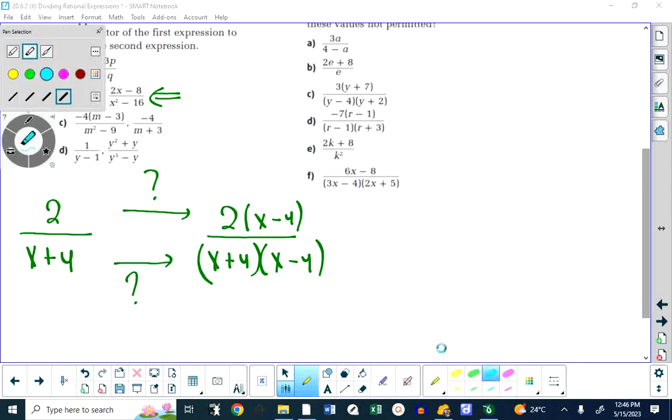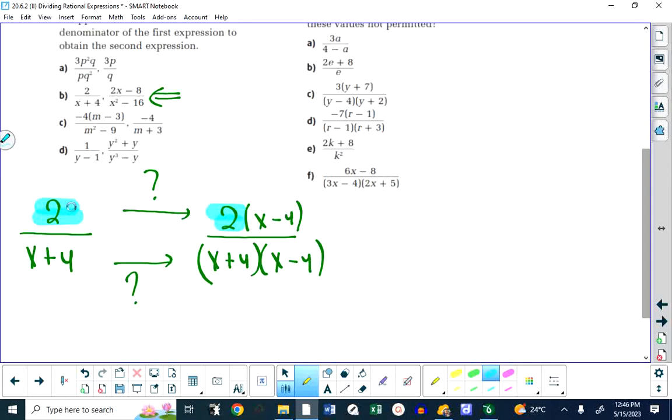We have this 2 that's in the numerator of the original expression, and we also have a 2 that's in the numerator of the new expression. So the 2 is tagging along for the ride. We have the x plus 4 in the denominator of both expressions before and after. So the only thing that's different is there's an additional x minus 4 as a factor, which means the answer to this question is you're multiplying both the numerator and the denominator by x minus 4.